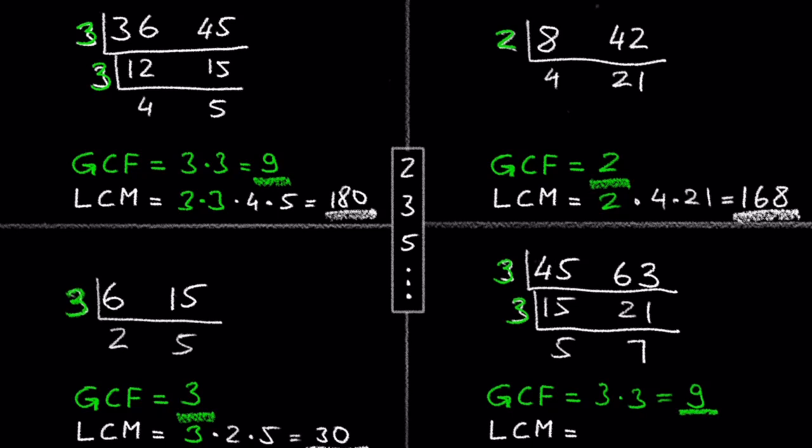And the least common multiple is 3 times 3, which is 9, times 5 is 45, times 7 is 40 times 7 is 280, and 5 times 7 is 35, so we get 315.